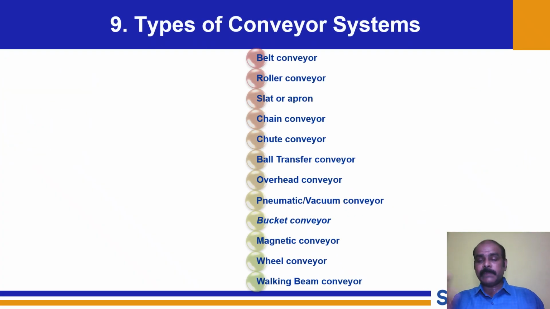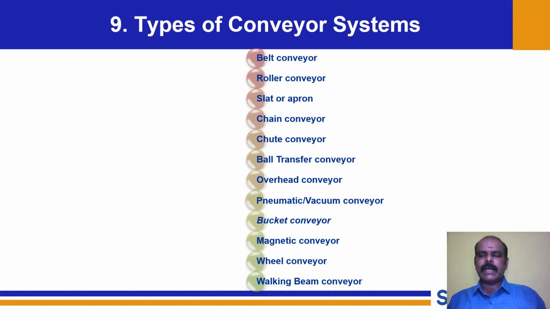Now these many types of conveyors are there. So based on this only we need to select. So now we'll go one by one. It starts from belt conveyor, roller conveyor, slat or apron conveyor, chain conveyor, chute conveyor, ball transfer conveyor, overhead conveyor, pneumatic vacuum conveyor, bucket conveyor, magnetic conveyor, wheel conveyor, walking beam conveyor.